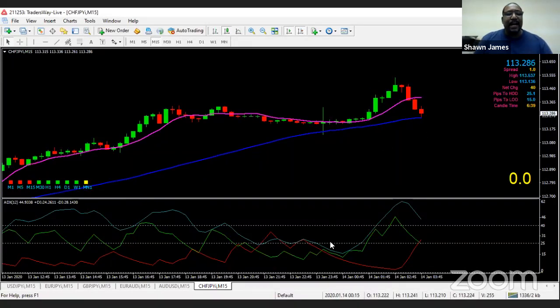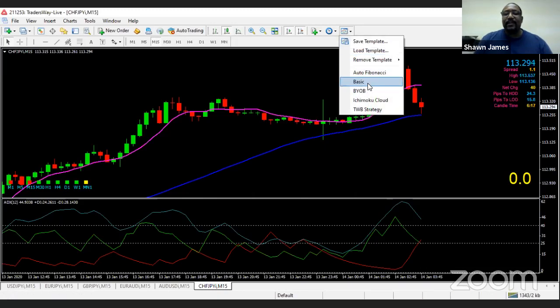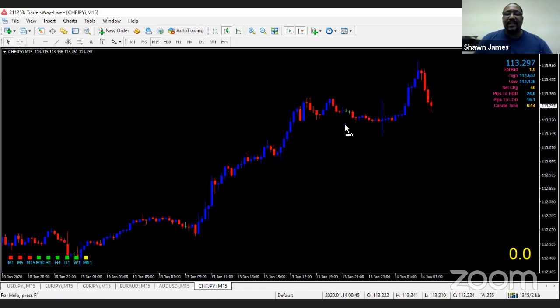And then here on the bottom is the average directional index indicator, or ADX, as it's named right here. We set that to 12. I think it's defaulted to 14. I'm going to show you real quick how we set up your chart. Basically, you will clear your chart and have a very basic empty chart just like this.